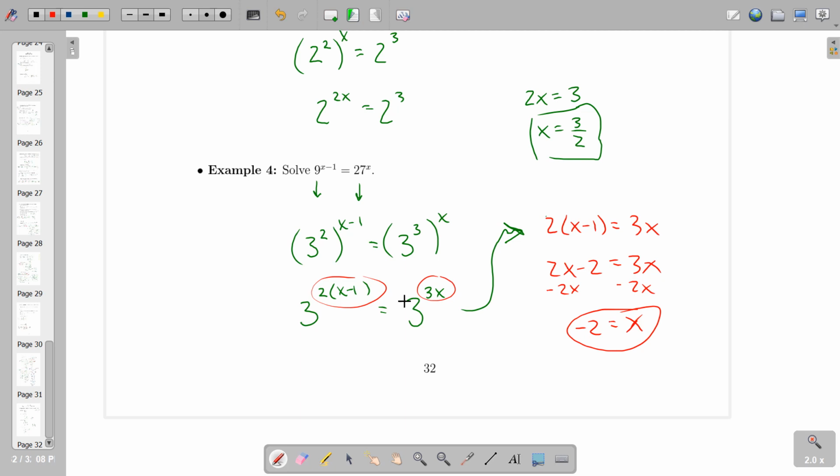All right. And just to kind of put in perspective again what's happening here, what we're really saying is that if you take 9 to the negative 2 minus 1, that will equal 27 to the negative 2. Or in other words, 9 to the negative 3 is equal to 27 to the negative 2. Go ahead and check that in your calculator and confirm that that is in fact true.